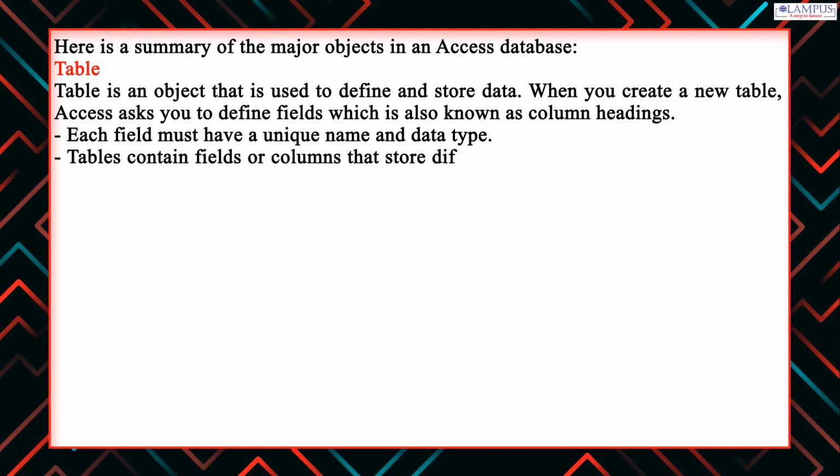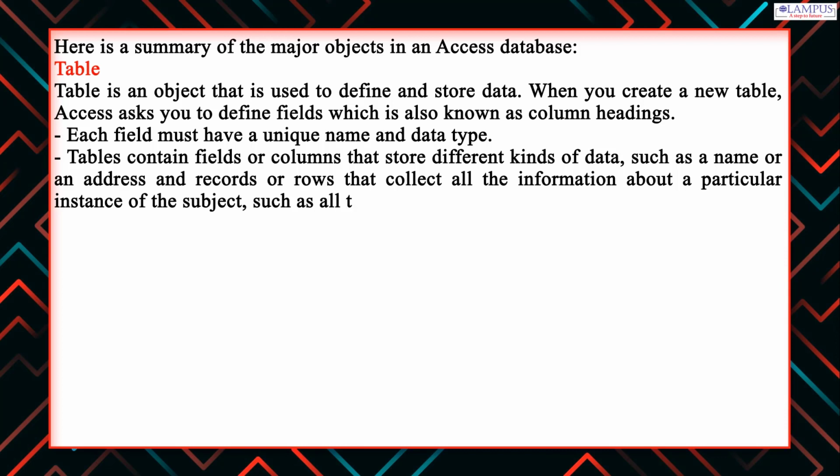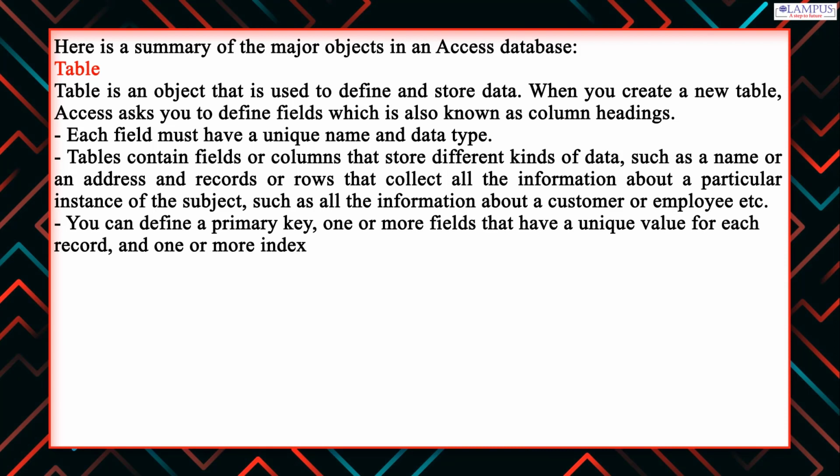Tables contain fields or columns that store different kinds of data, such as a name or an address, and records or rows that collect all the information about a particular instance of the subject, such as all the information about a customer or employee. You can define a primary key, one or more fields that have a unique value for each record, and one or more indexes on each table to help retrieve your data more quickly.